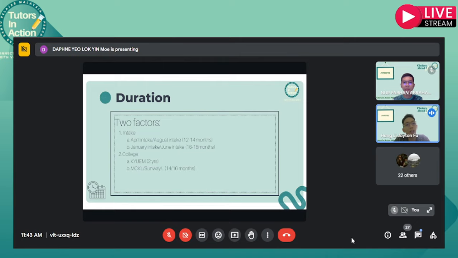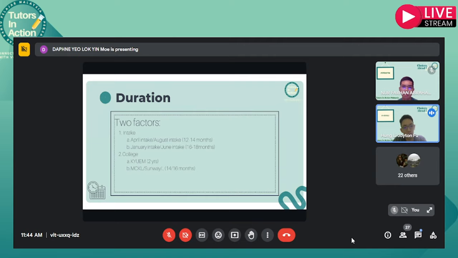There's actually 2 factors that will affect your entire duration during your course in A-level. The first one is which intake you choose. So it's very general, but from what I can find online and from my personal experience, there are those 2 kinds of intake. One of them is more like a year one. So those are April intake and August intake. So let's say if I'm taking A-level in April of 2023, I will definitely graduate around May or June of 2024. Or if I take my A-level in August 2023, I'll be graduating in October or November 2024. Okay, so means that you only have around like 1 year to study if you choose April or August intake.